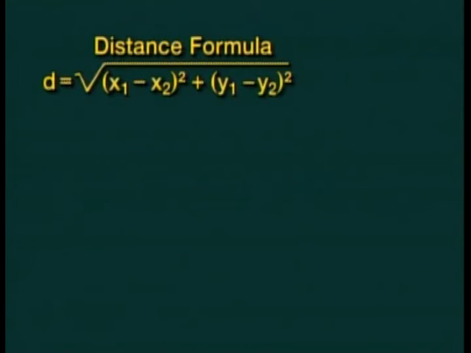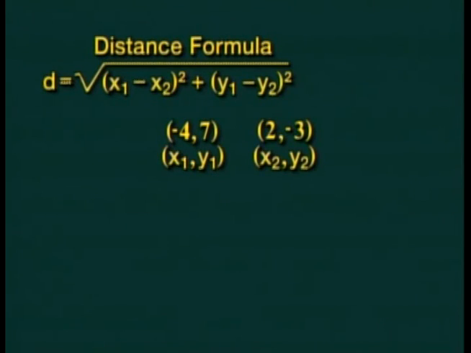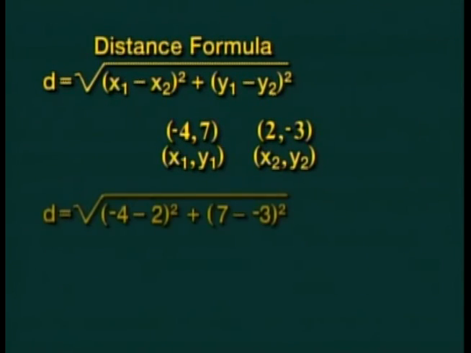Try the distance formula yourself. Use the formula to find the distance between the points negative 4, 7 and 2, negative 3. We'll let negative 4, 7 be x sub 1, y sub 1. The point 2, negative 3 will be x sub 2, y sub 2. Now we can substitute these coordinates in the distance formula. We'll simplify the terms under the radical.